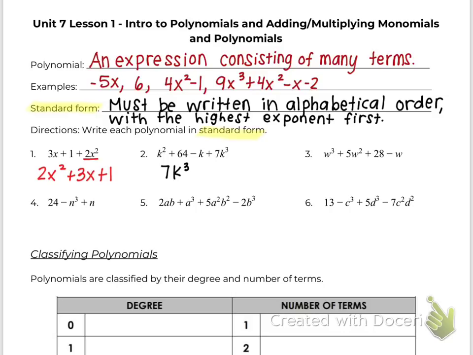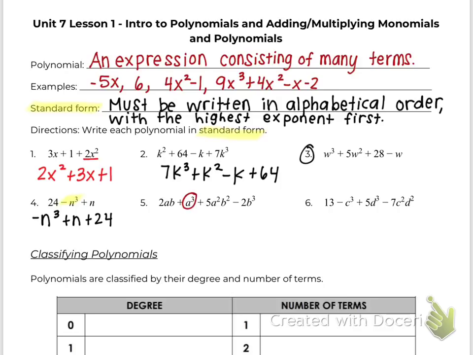So now we're going to do 7k3, k to the third power. 3 comes first, 2 is next, so I'm going to put plus k2 minus k plus 64. We went from highest exponent to lowest exponent. So try number 3. Number 4, notice, okay, the sign in front is a negative. The 24, what sign is in front of the 24? Nothing, so that means it's a positive. A lot of people say negative 24 because of this guy, but remember that it's whatever is in front of the number here, or the variable. So it's negative n to the third power plus n plus 24.